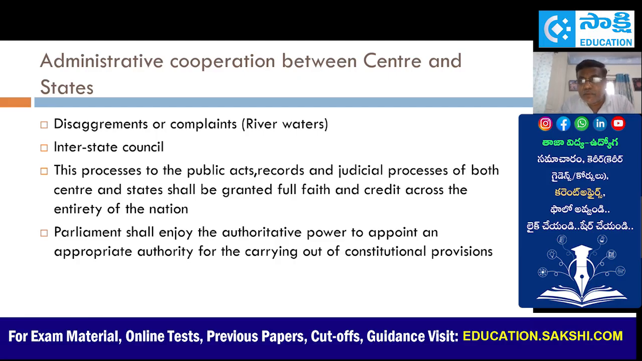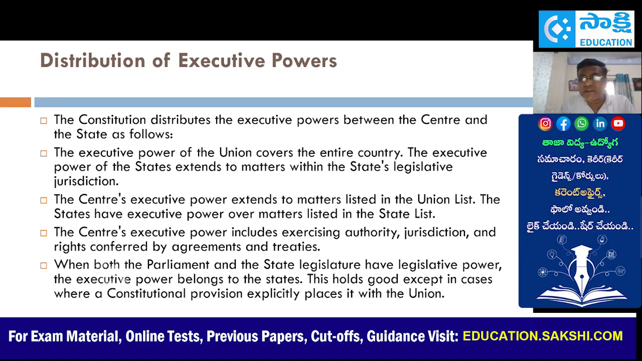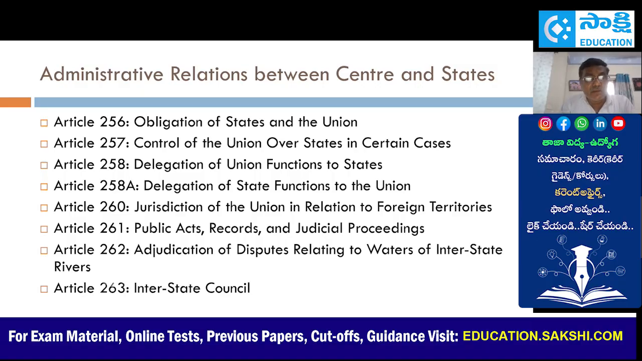Next, the administrative cooperation between the center and the states. Disagreements or complaints means sometimes you observe disputes over sharing of river water between two states or three states. This is one of the common problems in India. Such disagreements or complaints can arise pertaining to river waters among the states, with regard to their usage, distribution or control.